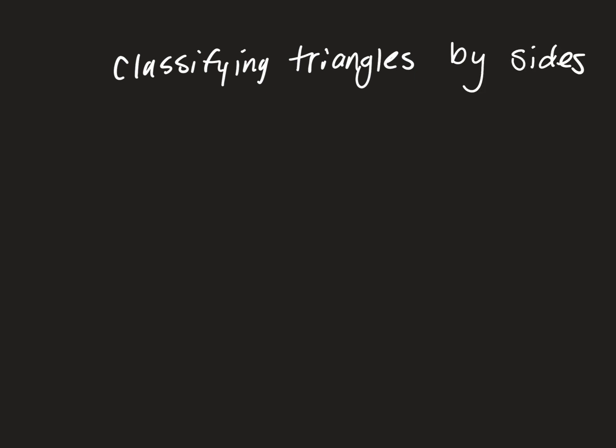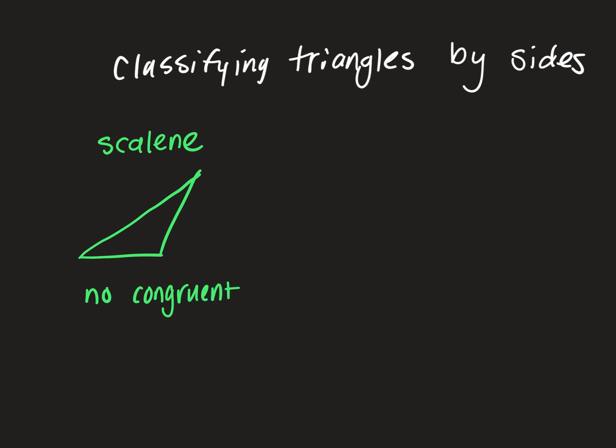All right, so the first one is scalene. A scalene triangle has three sides that are not equal. So they have no congruent sides, which means every side is a different length.